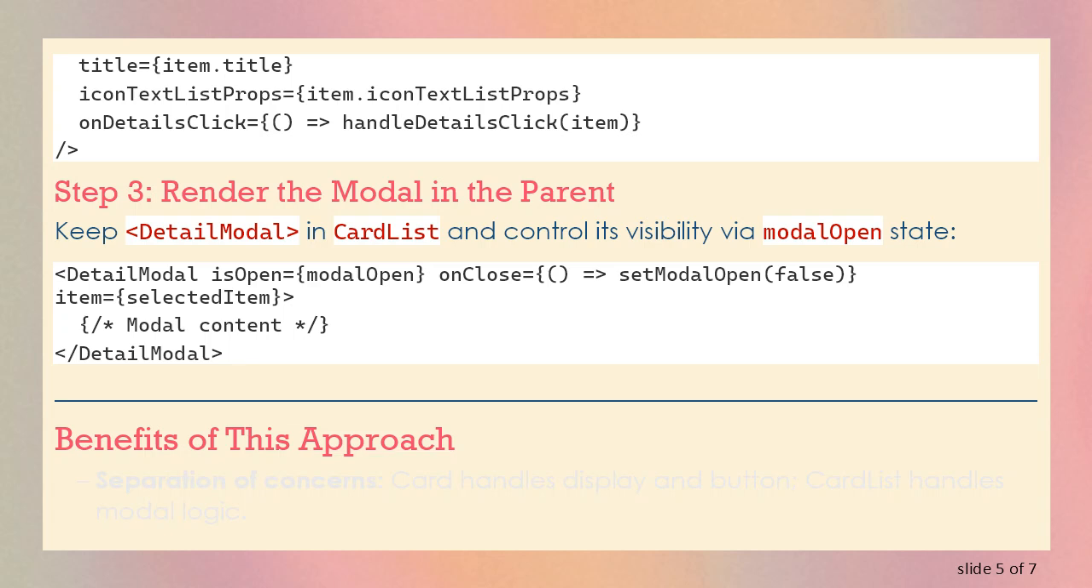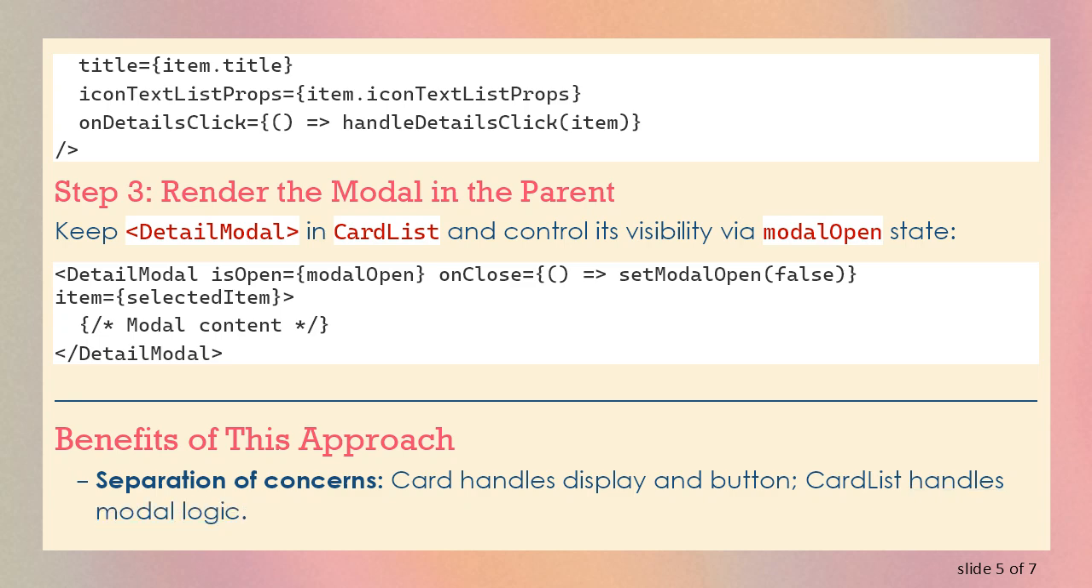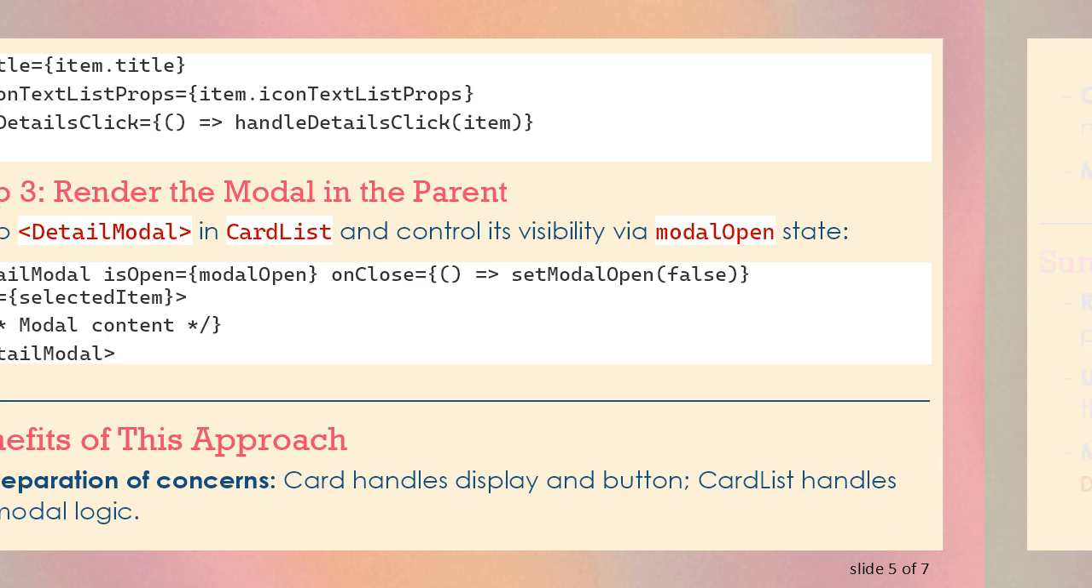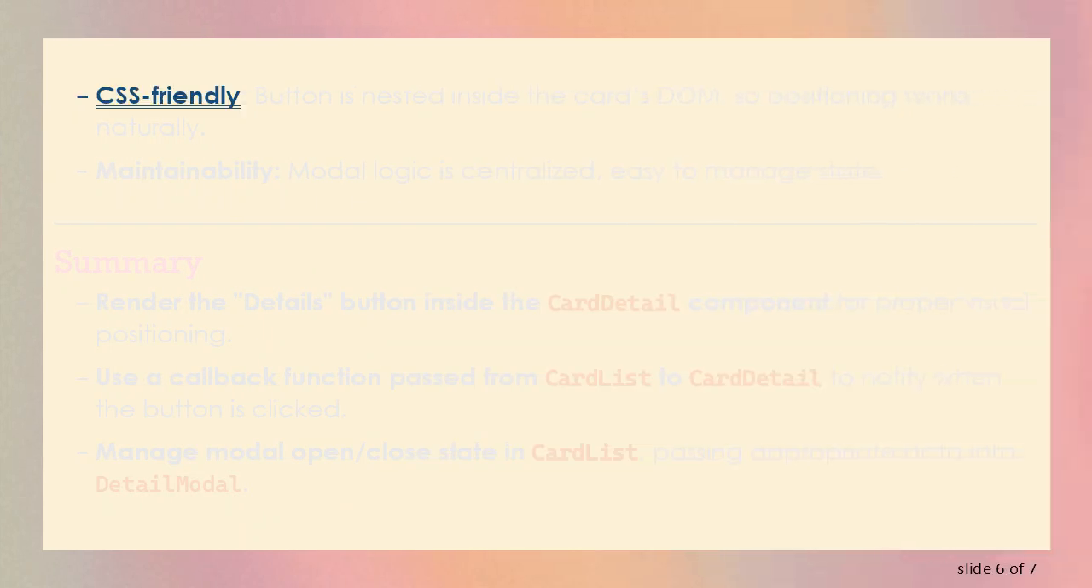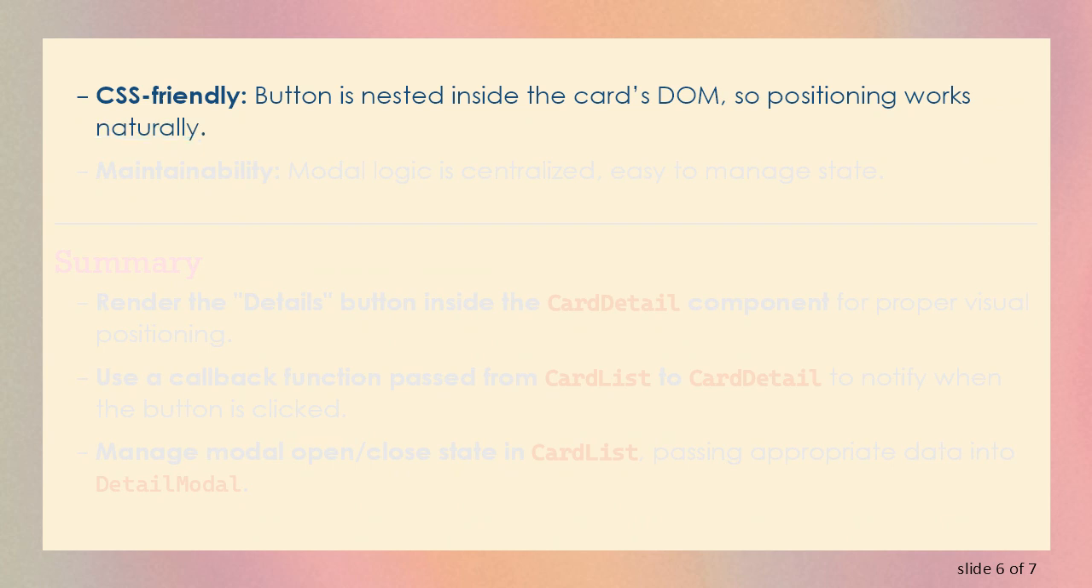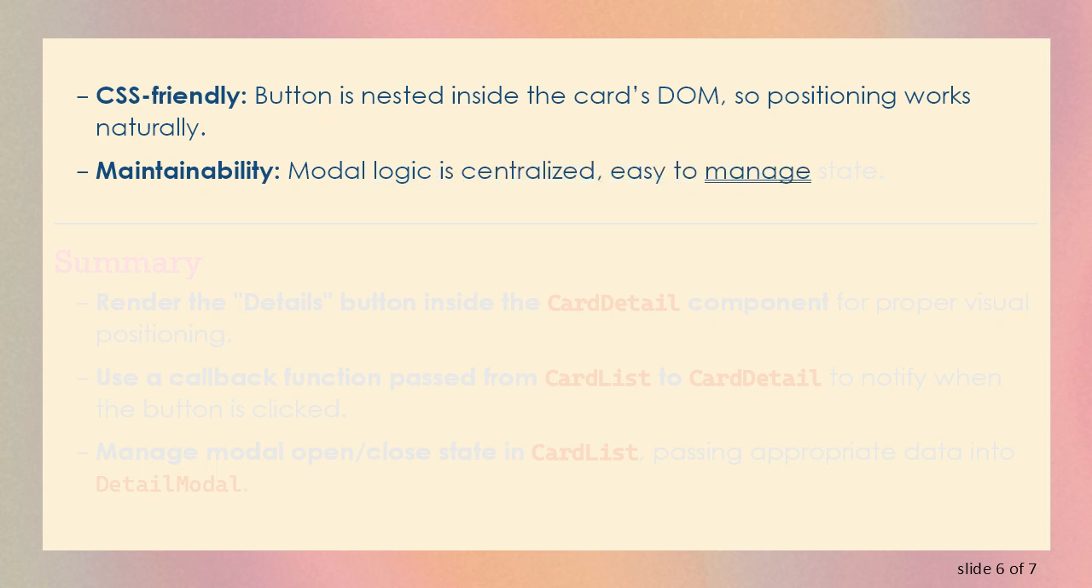Benefits of this approach. Separation of concerns: card handles display and button, CardList handles modal logic. CSS friendly: button is nested inside the card's DOM, so positioning works naturally. Maintainability: modal logic is centralized, easy to manage state.